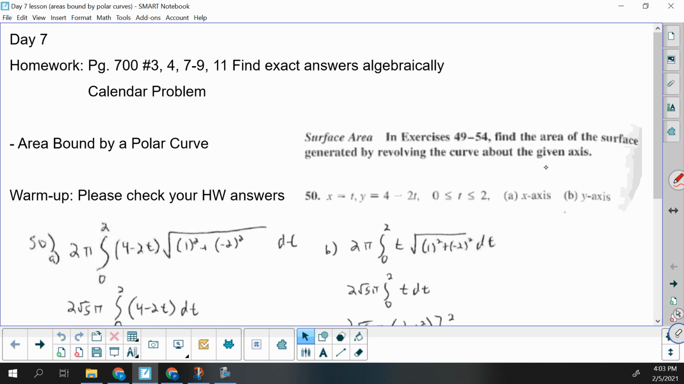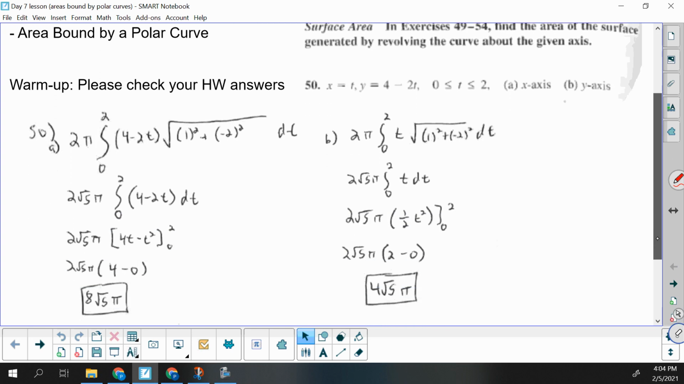Welcome to day 7. Your homework for tonight, you're going to be doing the answers algebraically, and then you also got a calendar problem. For the homework, we started out with some arc length ones.